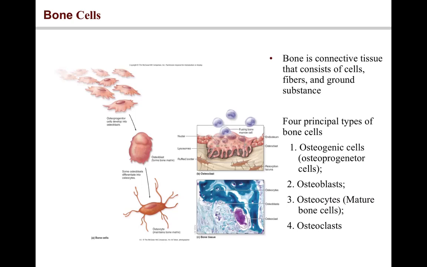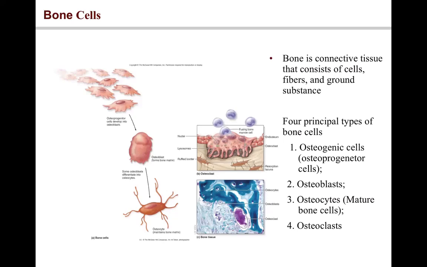Osteogenic cells, which are the stem cells, also known as osteoprogenitor cells, osteoblast cells, and osteocyte cells, which are the mature cells. We are going to learn osteoclast cells also, but separately. And there's a reason for that. So as we go along, I want you to understand. If you see this, these are the osteoprogenitor cells.